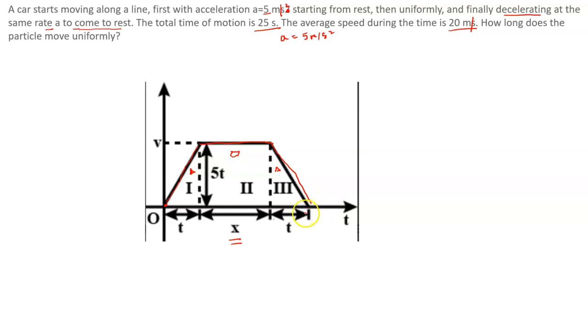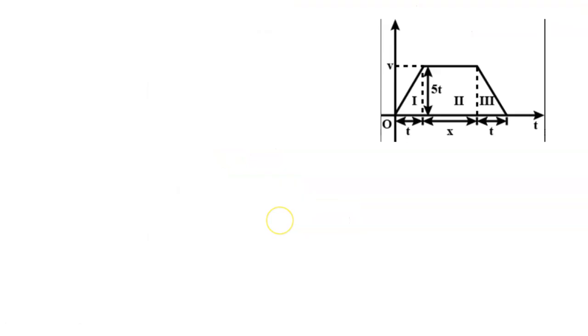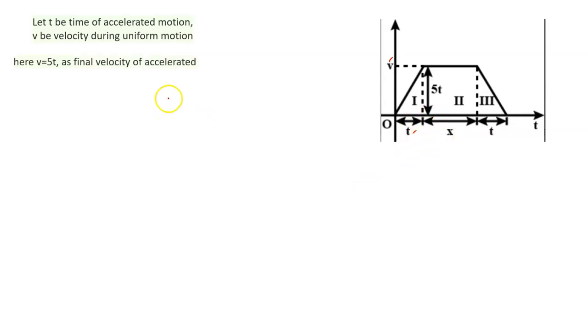How long is the total time period? Okay, let's begin. I'm taking the diagram once again for confirmation. Let t be the time of accelerated motion. We will assume this t as the time of accelerated motion, and v will be the velocity. x will be the time during the uniform motion. Now here v is equal to 5t, v being the final velocity of the accelerated motion.